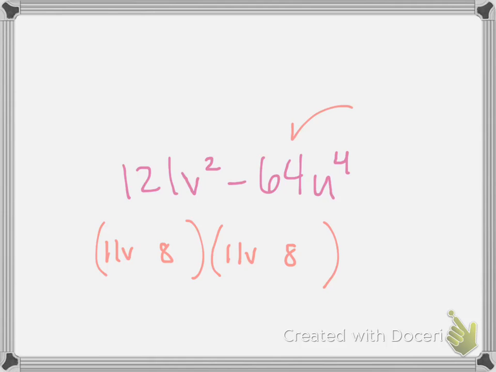We got to get that negative 64 here, so one has to be plus, one has to be minus. But I need u to the 4th. Okay, so I need to have u squared times u squared to get me u to the 4th. So this is going to be u squared and u squared. So that when I FOIL it back out, it's going to get me that negative 64 u to the 4th.